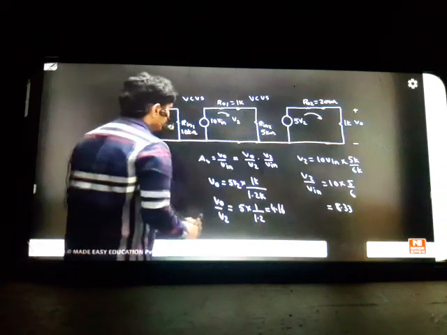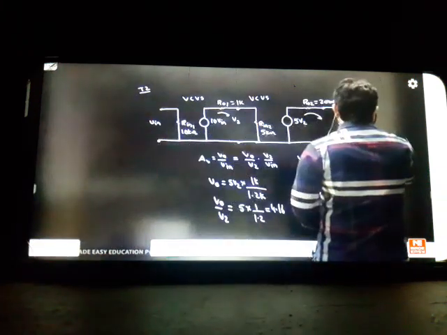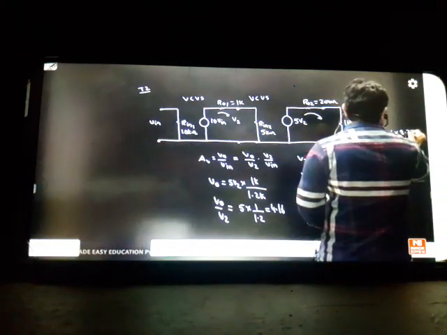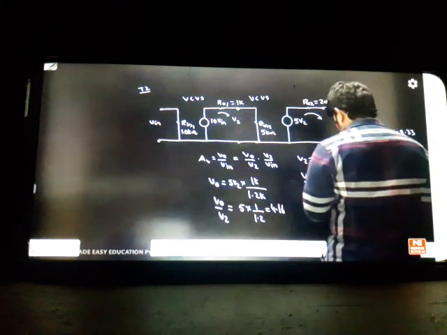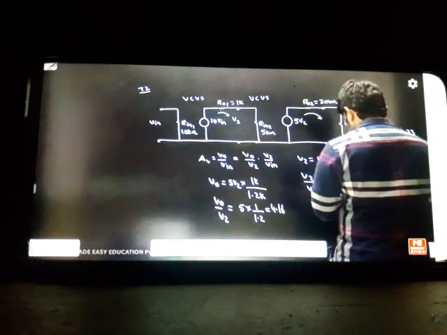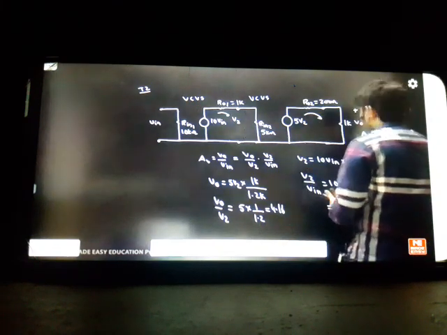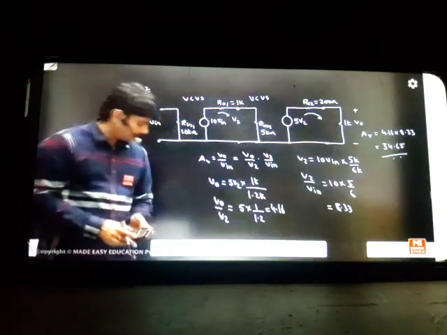So overall gain, if you want, 4.16 into 8.33 is 34.65. So this is how you can solve the question.